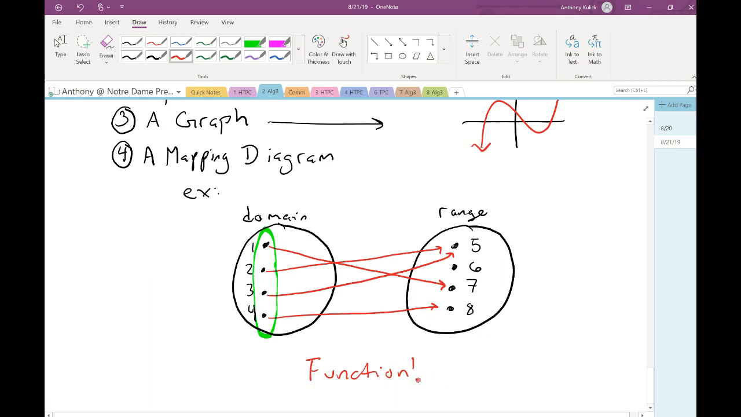Everybody's okay with that idea? Yes, sir. Yes, of course. Mm-hmm. Does everybody feel confident that you could determine whether a mapping diagram was a function or not by looking at the picture? Yes.